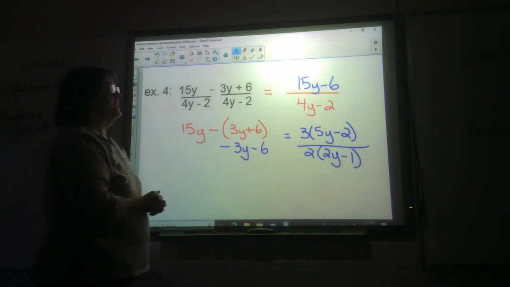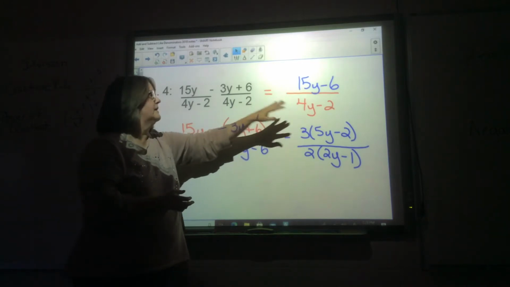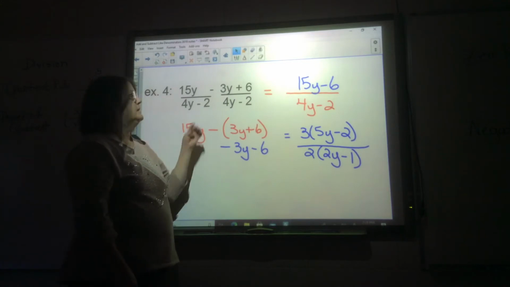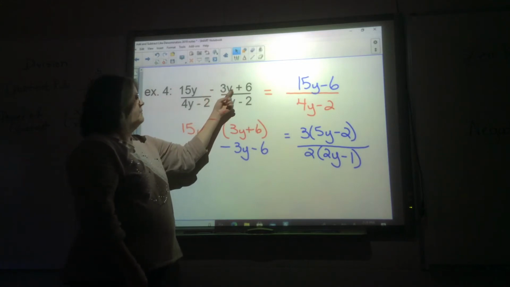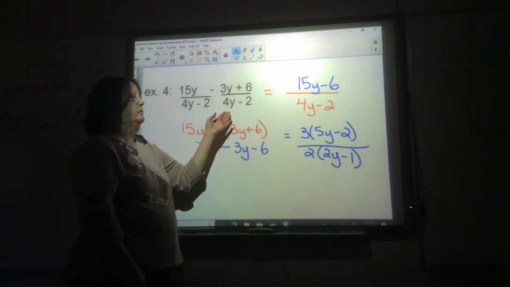And of course, they get harder as you go along. So my denominator is 4y minus 2 this time. I write that down. Now, and also my numerator has a small twist. I'm subtracting 3y plus 6. I'm subtracting that entire numerator.